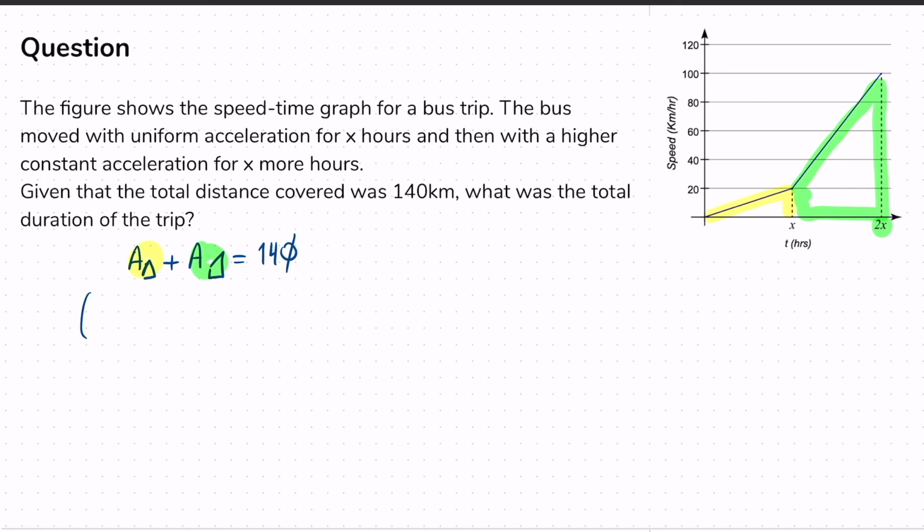Area of a triangle, half base times height. Well, the base is x, and the height is 20. I can see that looking here and looking down here. Adding that to the trapezium: W1, this side here, adding this to this, so that's 20 plus 100, over 2, times the height, this one's on its side, so that's that distance there, which is x.